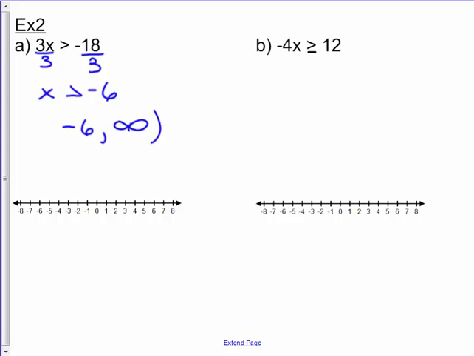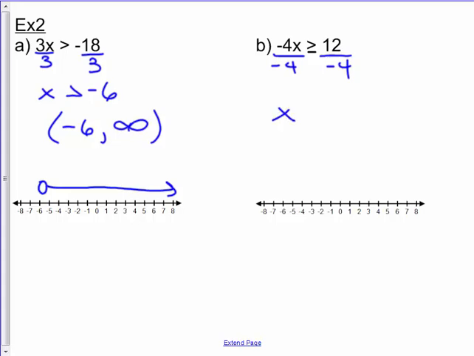The interval notation, x is greater than negative 6, so I'm going to start at negative 6, go all the way to infinity. I use parentheses because I don't include those numbers. The graph, open circle at negative 6 to the right. Could have also used a parenthesis there.